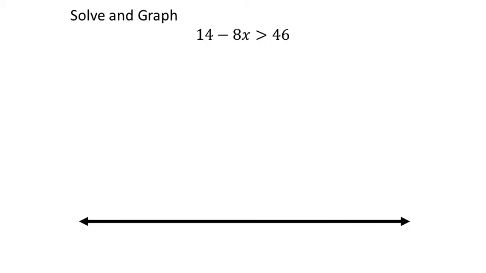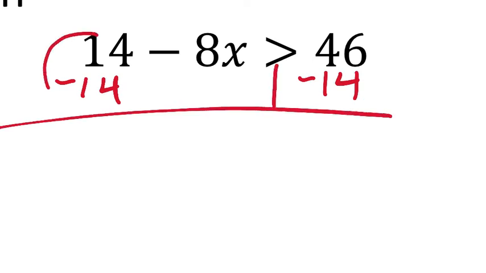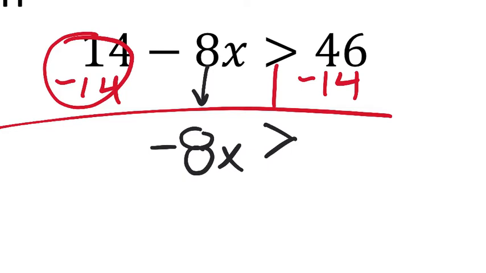All right, this one's a nice two-stepper. So I don't want the 14 with the negative 8x, so I'm going to zero that out by subtracting 14 from both sides. And again, subtraction does not affect the inequality, so that's just going to drop down as a greater than symbol. I'll also drop my negative 8x. We did zero out the 14 as planned. 46 minus 14 is going to give me 32 here. And then just divide both sides by negative 8.